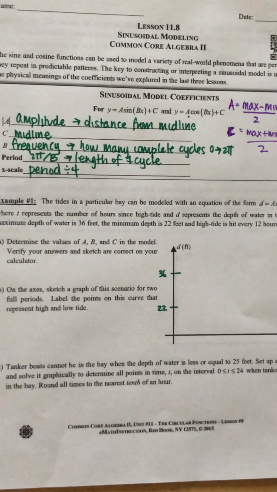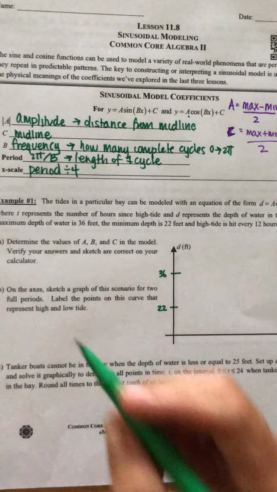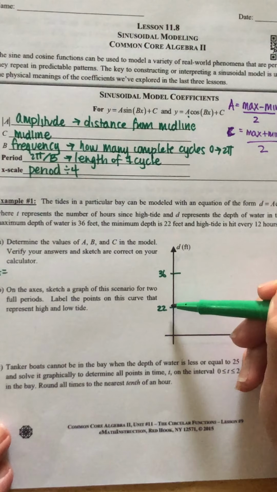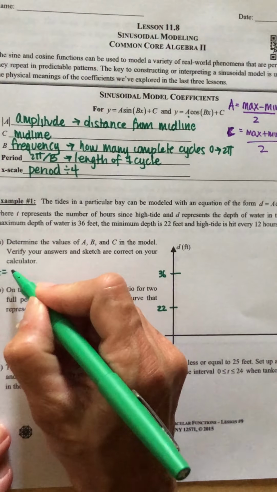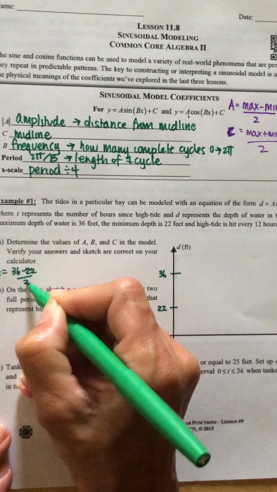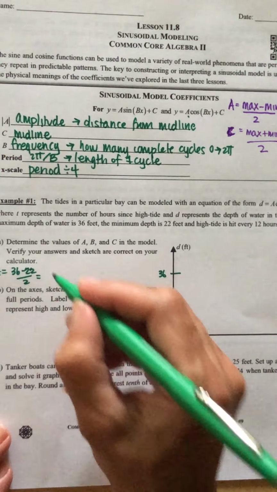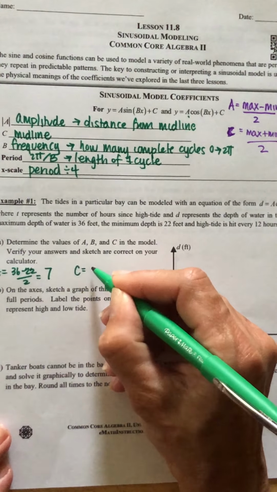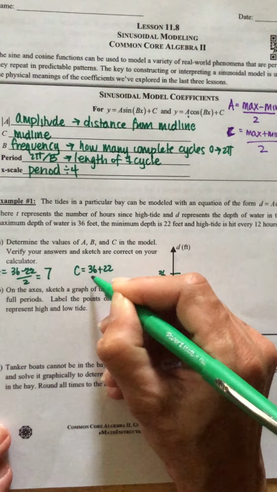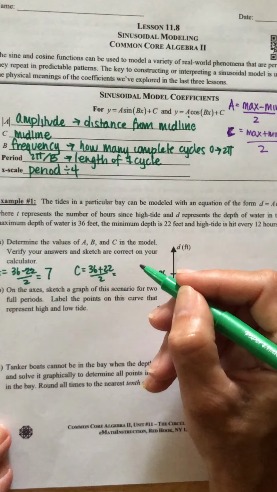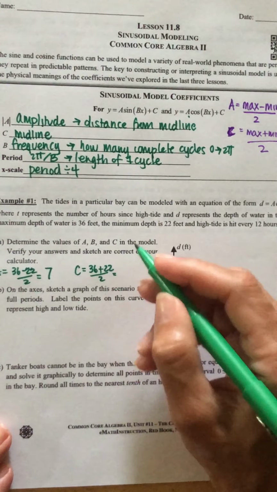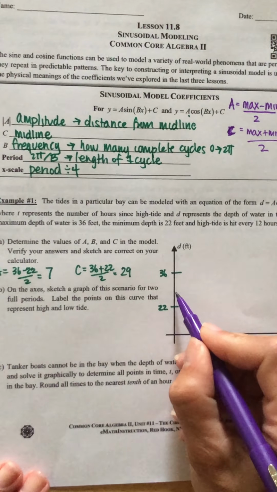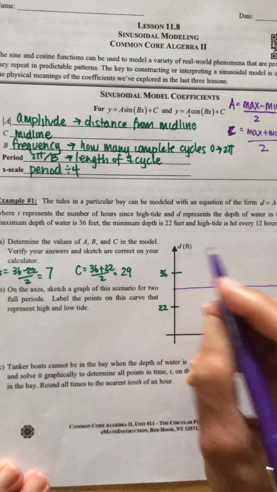So we have to figure out our values of A, B, and C, and then we're going to sketch. Remember, A is your max minus your min over 2. Your max is 36 minus your min of 22 over 2. 36 minus 22 is 14, over 2 is 7. Your C value is the same values just added. 36 plus 22 over 2, 58 divided by 2 is 29. Remember, that 29 is our midline. So that 29 is right here.